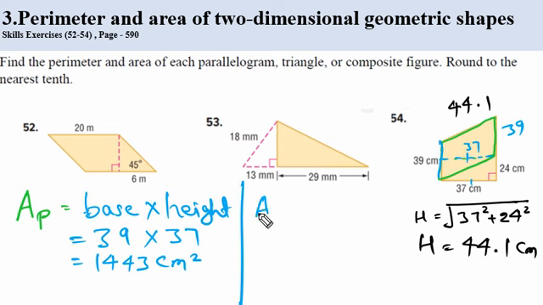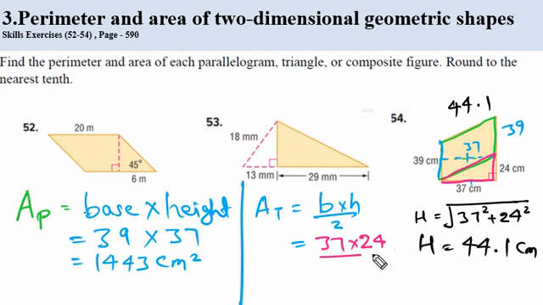Now area for the triangle. Area of a triangle is base multiply height divide by 2. Look at this triangle here. Here the base is 37, height is 24, divide by 2. So 37 multiply 24 divide by 2 will give us 444 centimeter square. Now the total area is the sum of these.